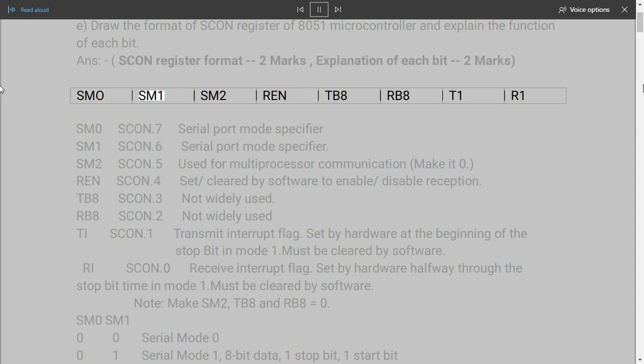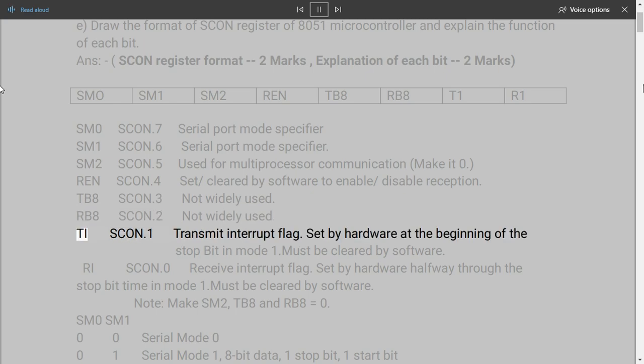SM0, SM1, SM2, REN, TB8, RB8, TI, RI. SM0 SCON.7 serial port mode specifier. SM1 SCON.6 serial port mode specifier. SM2 SCON.5 used for multiprocessor communication, make it 0. REN SCON.4 set or cleared by software to enable or disable reception. TB8 SCON.3 not widely used. RB8 SCON.2 not widely used.